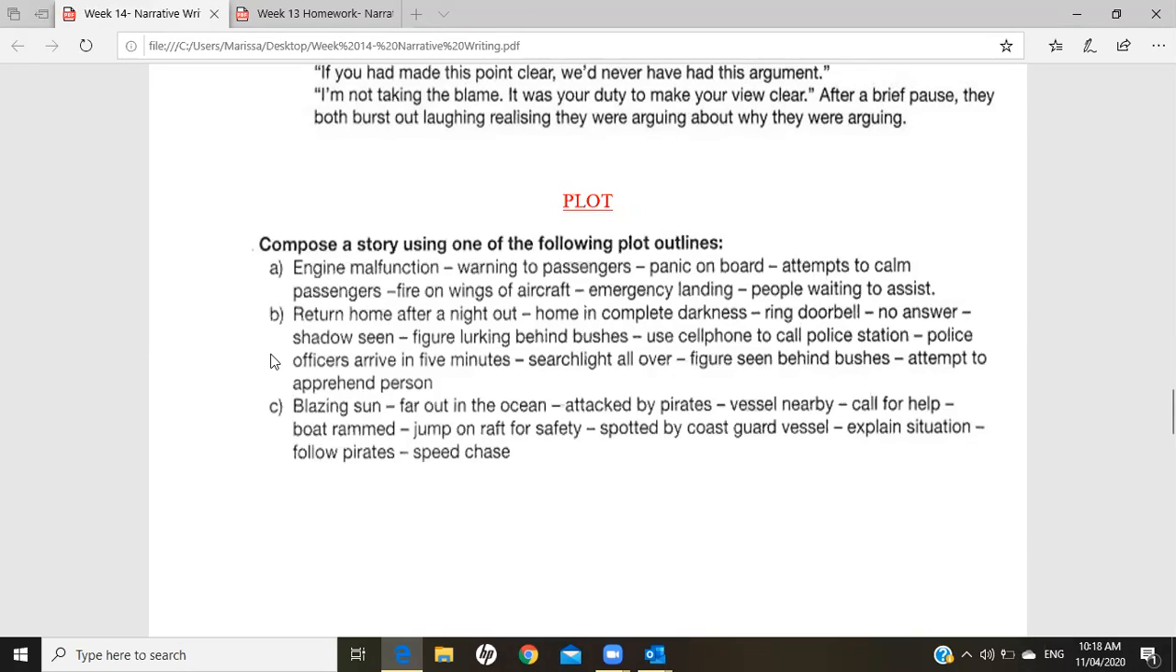And the last one says, blazing sun, floating in the ocean. You are attacked by pirates. There's a vessel nearby. You call for help. The boat is rammed. You jump on a raft for safety. Spotted by a Coast Guard vessel. You explain the situation. You follow the pirates and then there's a speed chase. So if this happens and you all follow the pirates and there's a speed chase, how is this speed chase going to end?